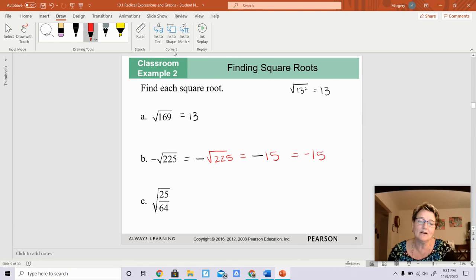Now, this one here can also be written as the square root of 25 over the square root of 64. If you want to break it up as what's in the numerator and what's in the denominator, you can. Now, the square root of 25 is a perfect square root, and that is 5. The square root of 64 is 8. So your answer is 5/8.